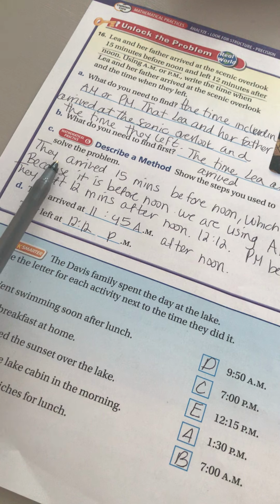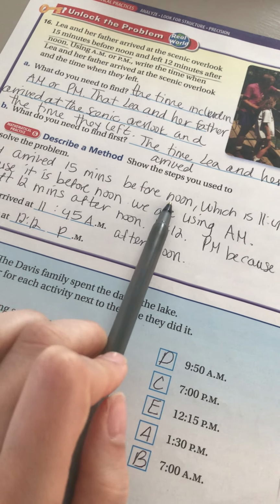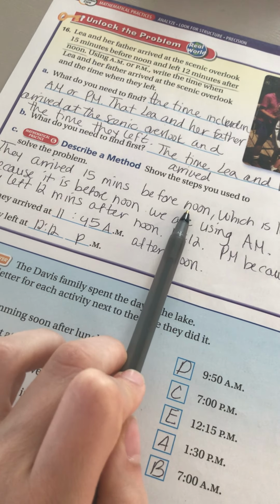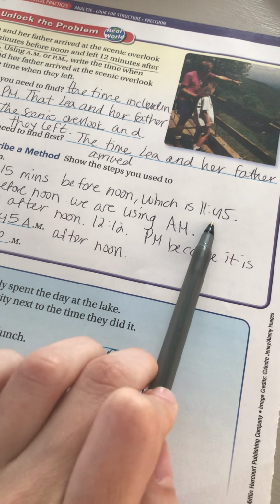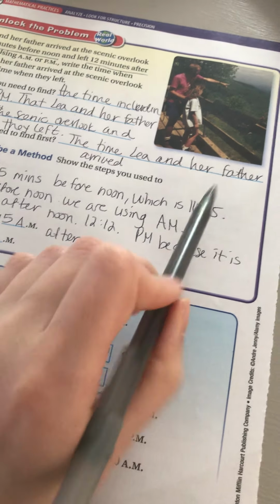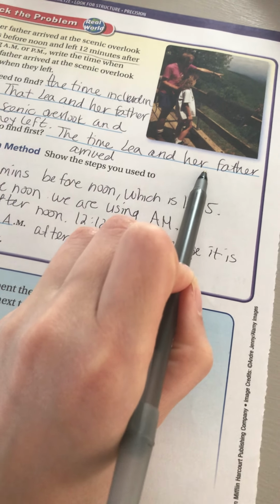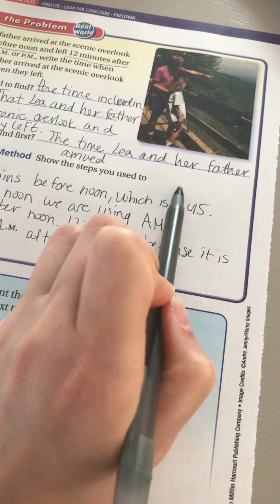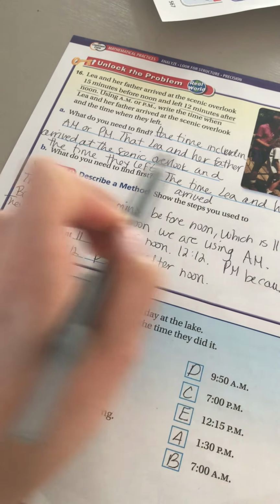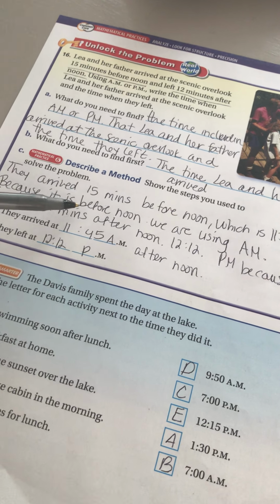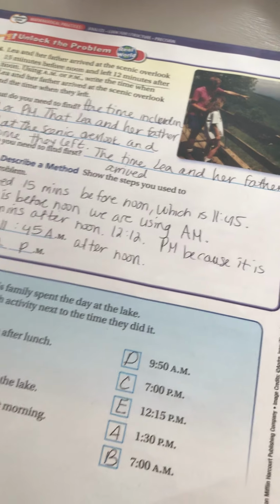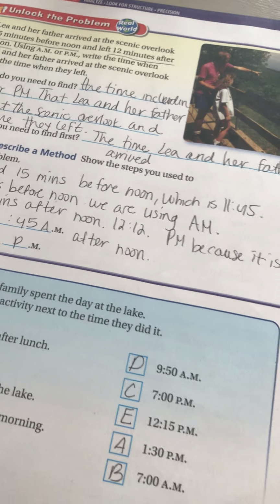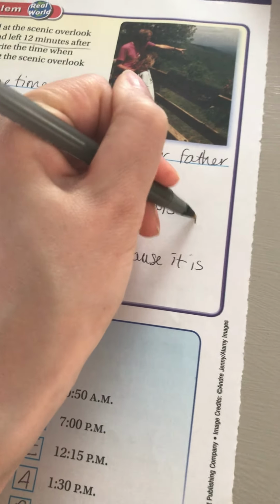So first I wrote down that we know they arrived 15 minutes before noon. You need to figure that out. 15 minutes before noon would be 11:45. If you counted backwards from the clock at the 60 and went back 15 minutes, you would hit the 45 mark. So 11:45 is when they arrived. Now, because we're arriving before noon, you need to write the letters AM, after midnight, right? So they arrived at 11:45 a.m.